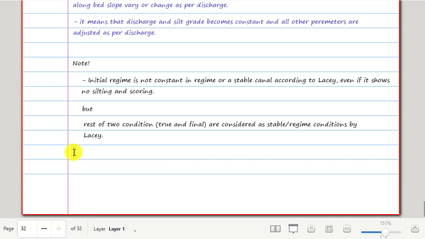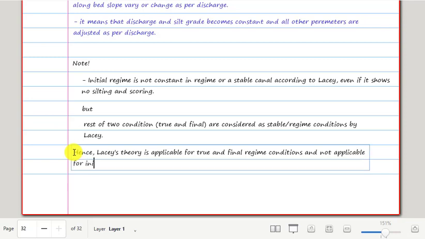Hence, what we can conclude from these points? According to Lacey, we can say that Lacey's theory is applicable for true and final regime conditions and not applicable for the initial regime condition. Got it? Let's move to the next page.